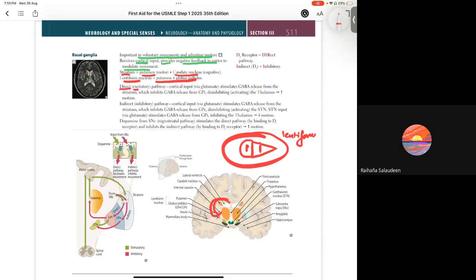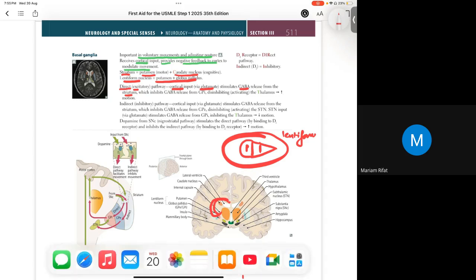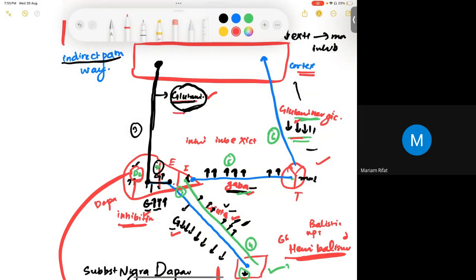So we have the direct excitatory pathway. In the end, it was causing excitation, remember? The cortical input was glutamate. It would stimulate the GABA release in the next neuron, which would inhibit the next GABA. See the picture which I have drawn. Direct pathway: cortical input, glutamate, stimulates GABA release.